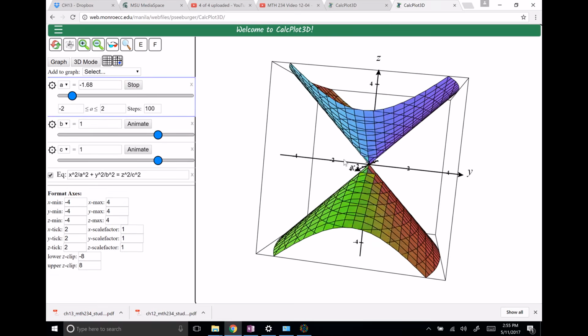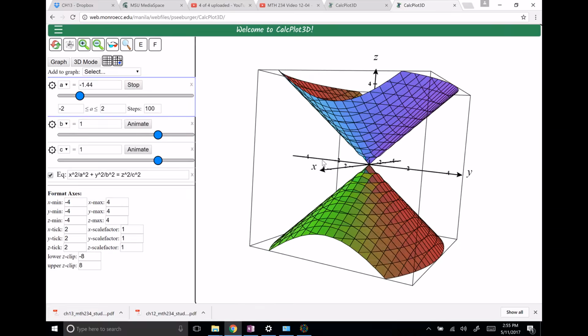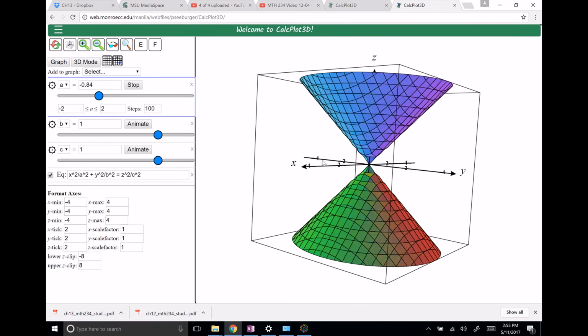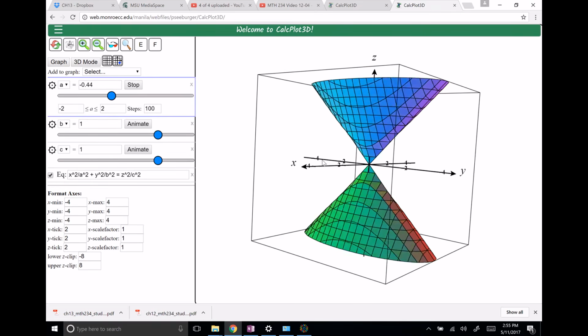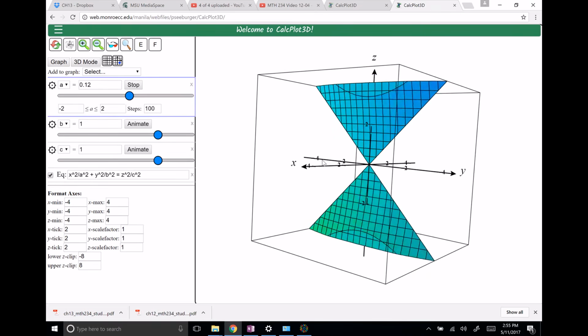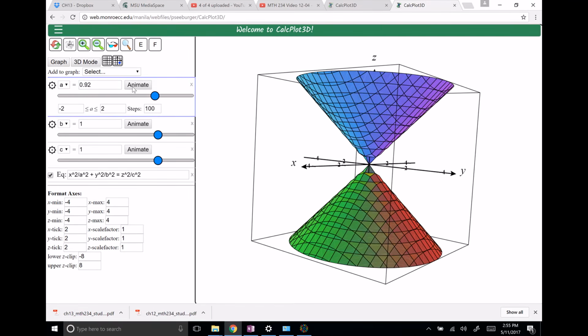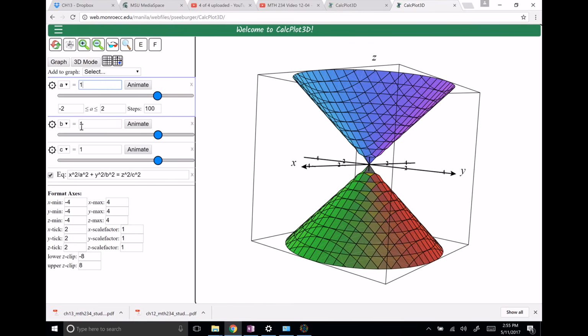This is stretching it in the x direction, as it always has been. And as we get smaller and smaller a values, it's less and less stretched in that direction. And there we go. Stop. Maybe I'll stop it exactly at 1. That'll be nice. And likewise, changing the b stretches it in the y direction. Changing the c stretches it in the z direction.